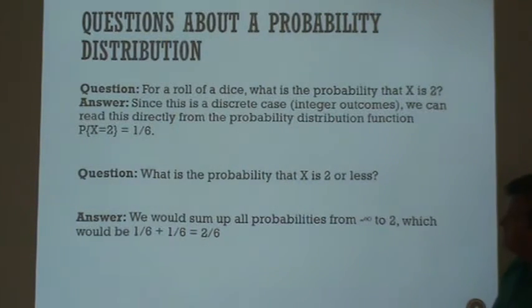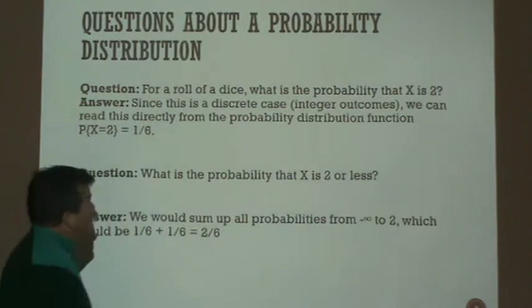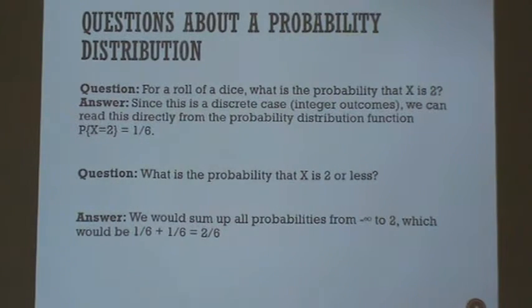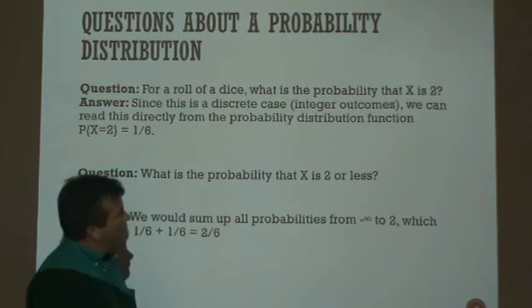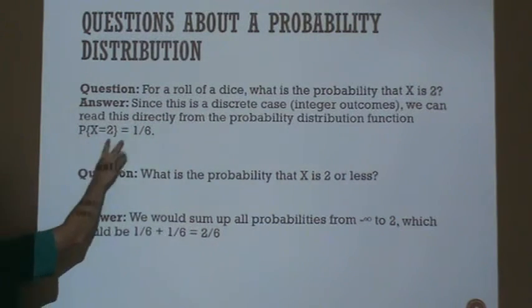So you could have questions about probability. We could use the data on the last slide, and say for a roll of a dice, what is the probability that the outcome will be a 2? So the answer is, since this is a discrete case, only integer outcomes, we can read it directly from the probability distribution function. Probability of being a 2 would be 1/6.